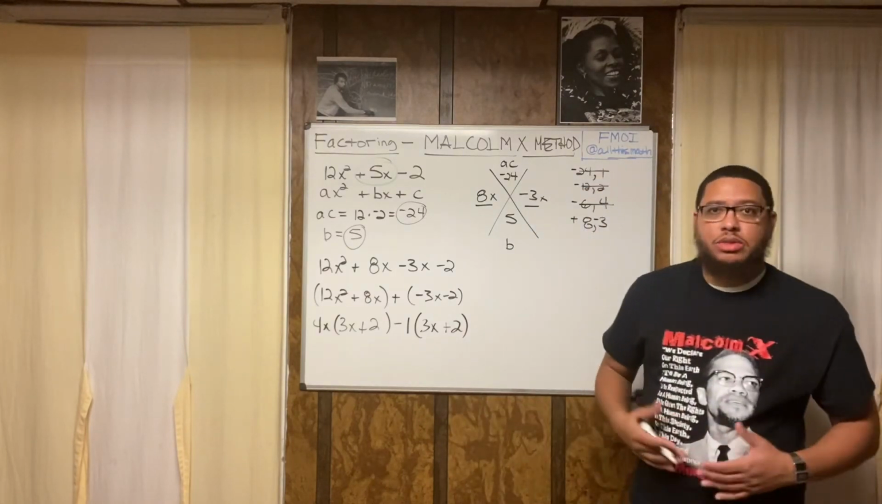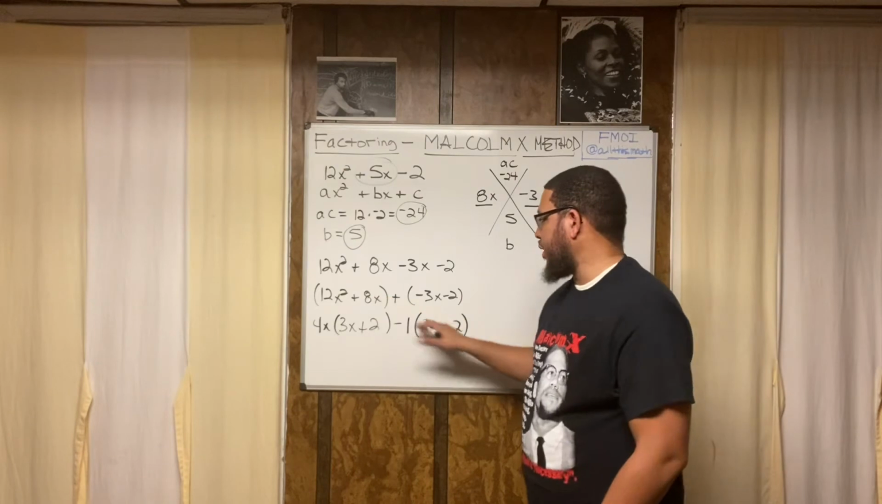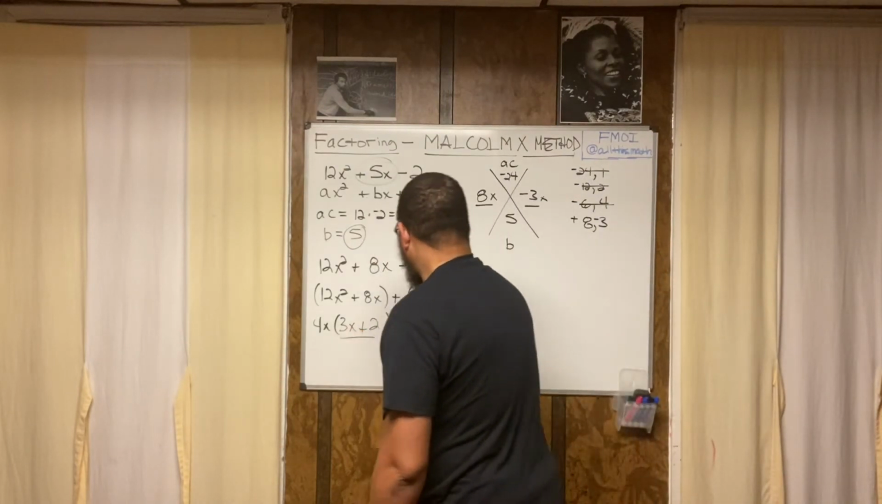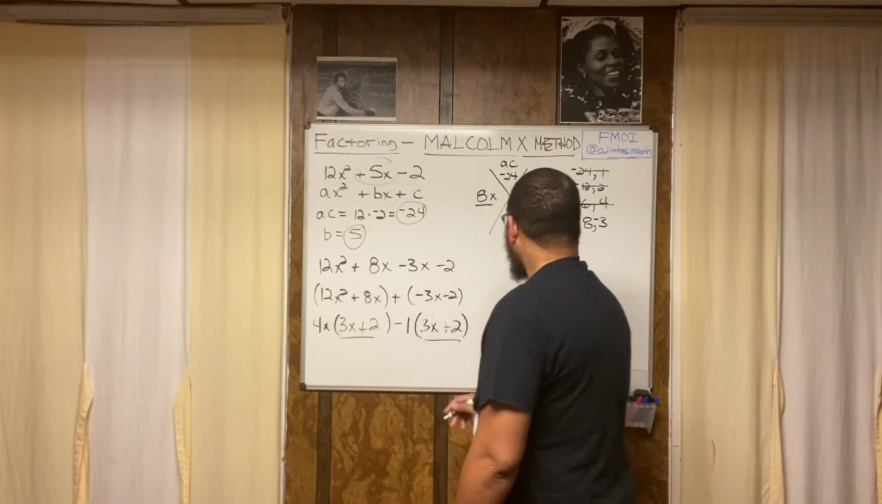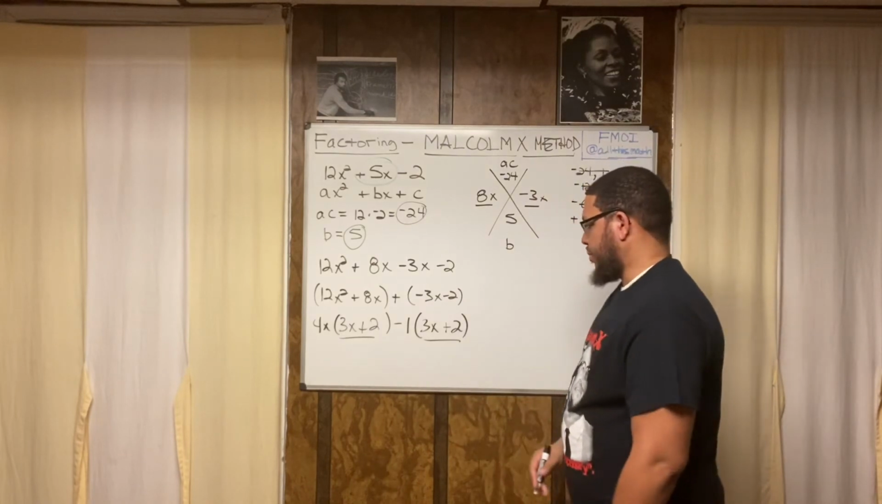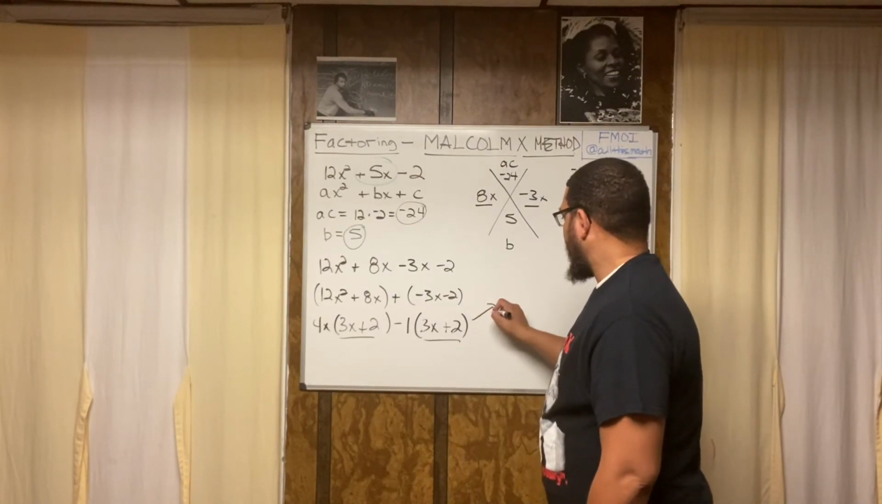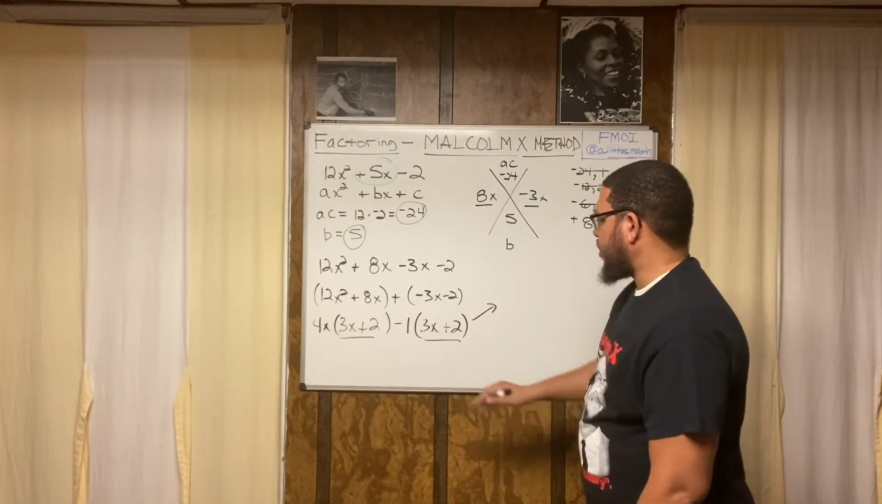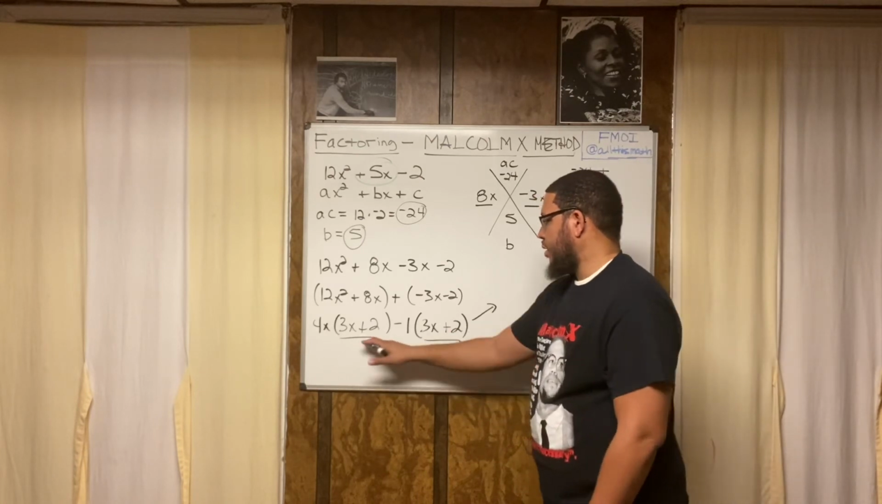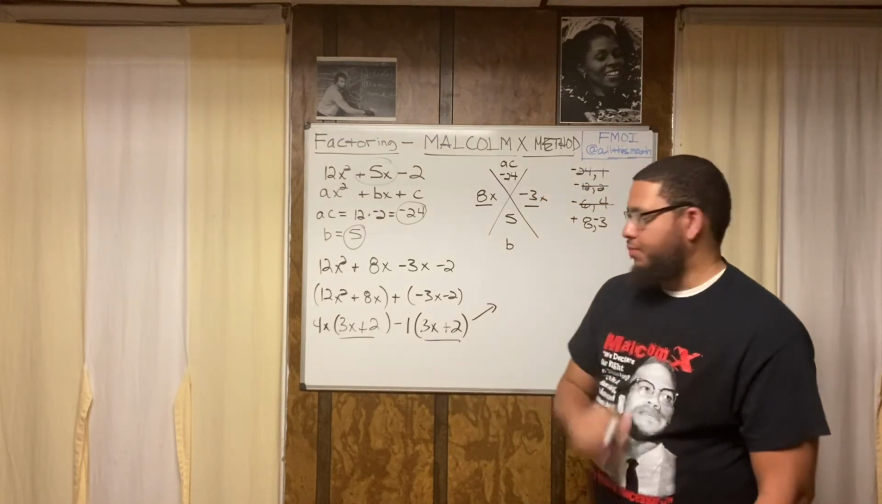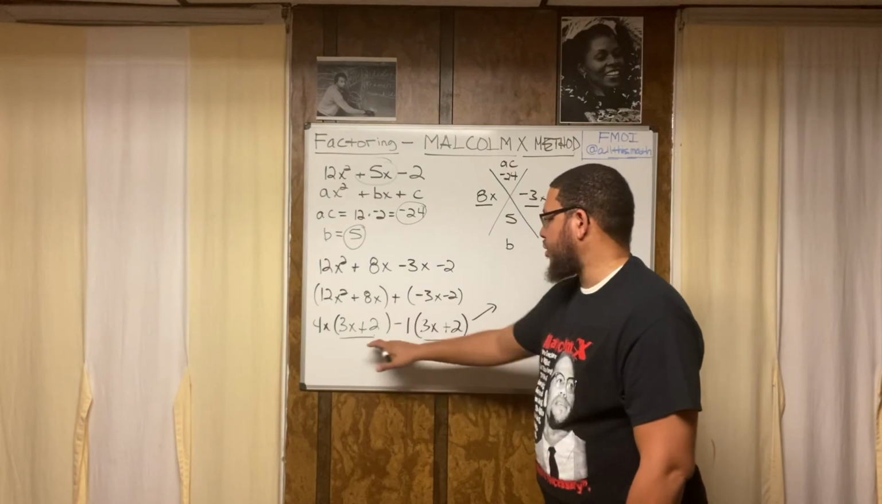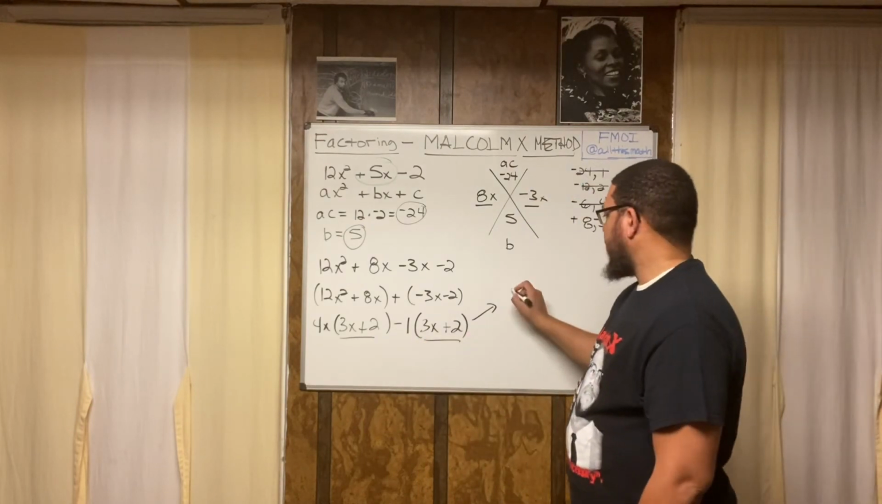The common factor in both of these is 3x plus 2, 3x plus 2. This is how you write the answer, right? You're going to write the final answer like this. Whatever repeats, you write that one time. So this 3x plus 2 repeats, so you write it one time.